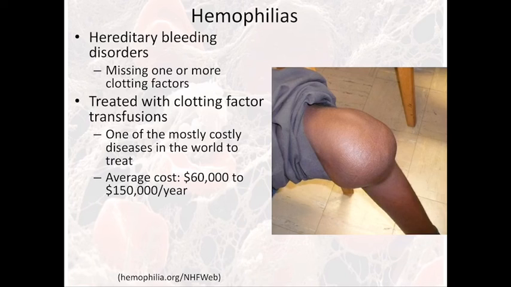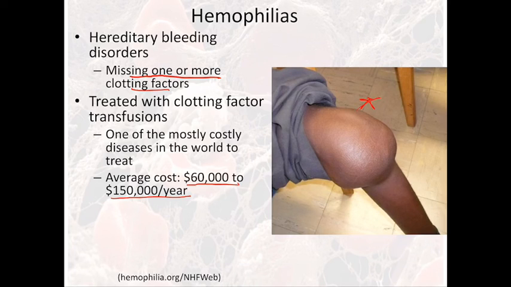Okay, hemophilia. Hemophilias are hereditary blood bleeding disorders. That typically means they're missing one or more of those clotting factors in that long cascade. The way these are treated is that the people have to be transfused with clotting factors a lot, and it's a very, very costly disease. The average cost for these patients is $60,000 to $150,000 a year, and that's not the total payment. That's what they have to pay out of pocket after insurance. It's one of the most costly diseases to have.